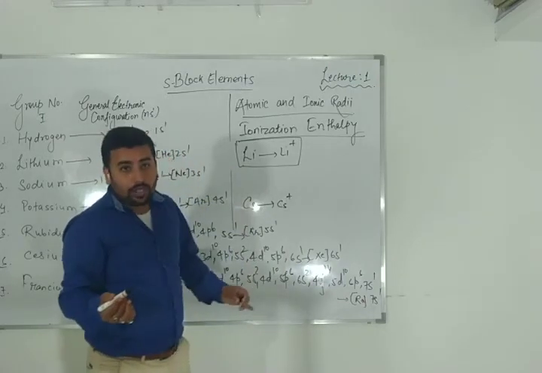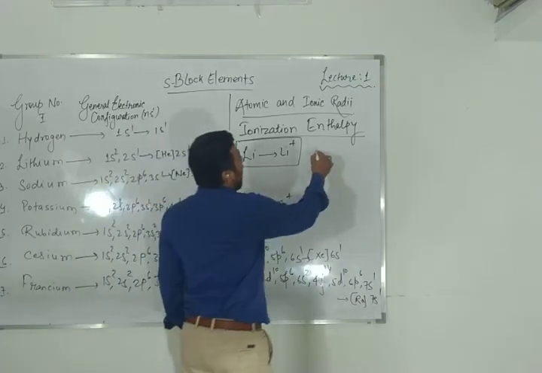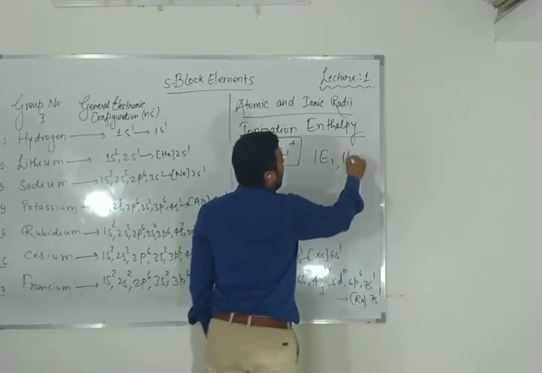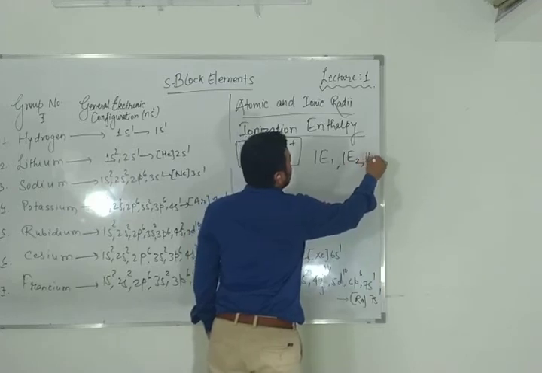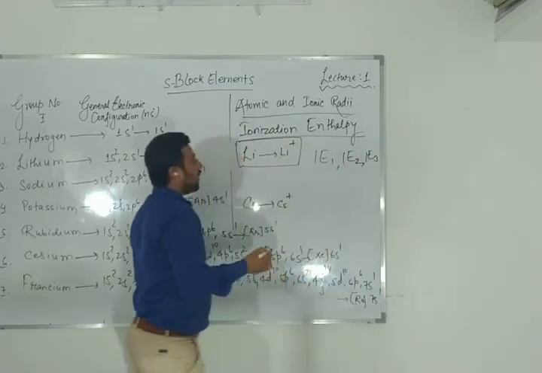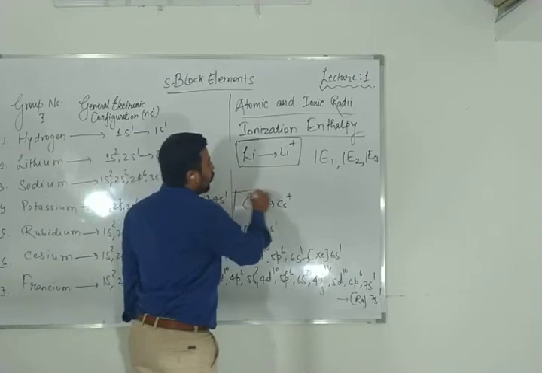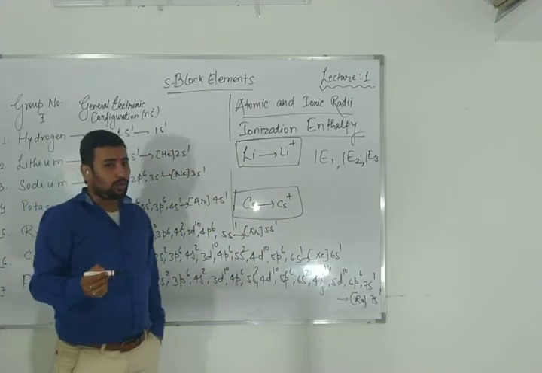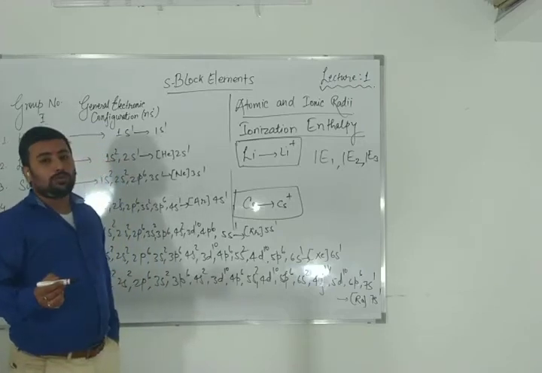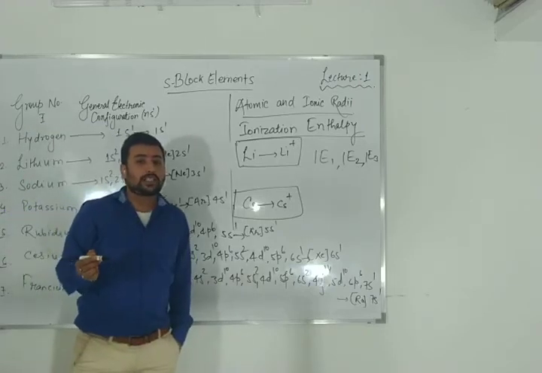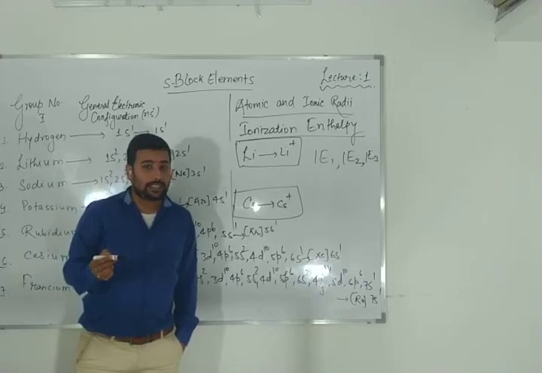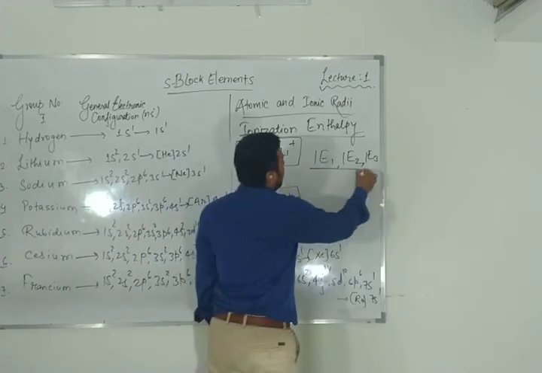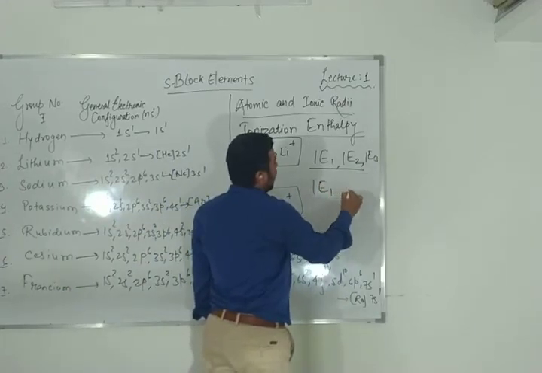If we remove one electron, that will be called IE1. If we remove two electrons, that will be called IE2. If we remove three electrons, IE3. You know very well, these are monovalent atoms, meaning they have one electron in their outermost orbit. So it's very easy to remove, because as they lose one electron from their outermost orbit, they will get the nearest inert gas configuration.